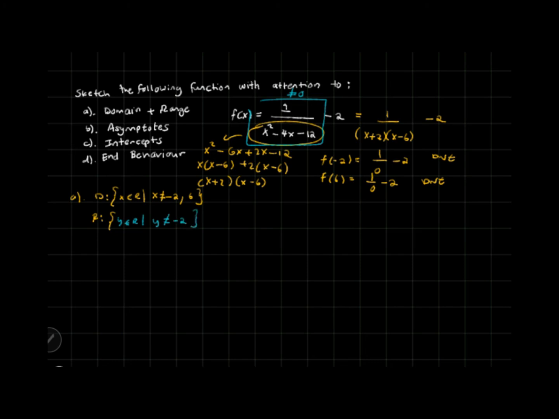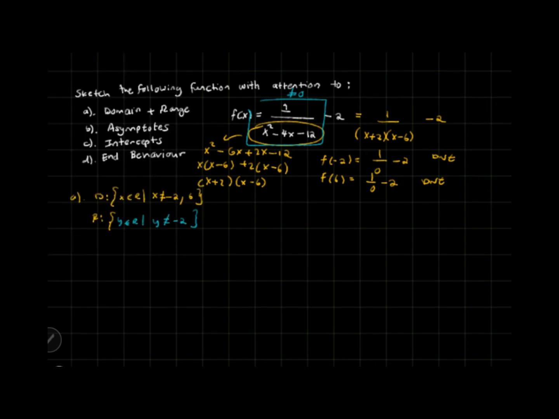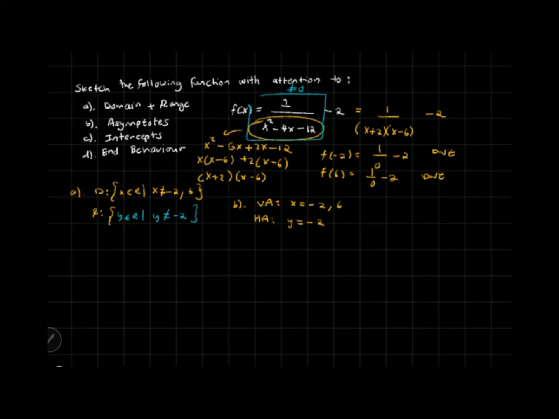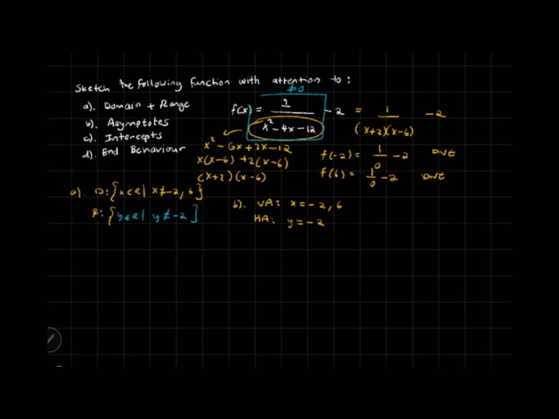Okay? So now that we have our domain and range, what we want to do next is look at our asymptotes. So our vertical asymptotes are the restrictions on the domain, so x equals -2 and 6, and our horizontal asymptote is the restriction on the range. In this case, y is equal to -2. Okay, so we have our asymptotes. What I want to do now is create a generalized sketch with the asymptotes. So I'm just going to do that here.